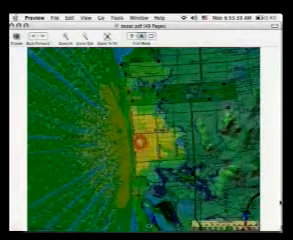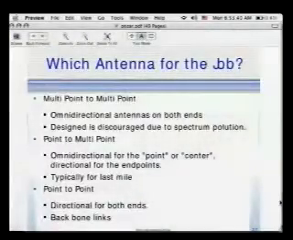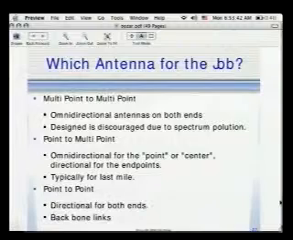And this gives you a good idea of what sort of signal strength you're going to see for your clients around there. Different antennas for the different kinds of jobs you're going to have. Point-to-multipoint, in that case, you're usually going to have an omnidirectional or some sort of sector antenna at the center point.